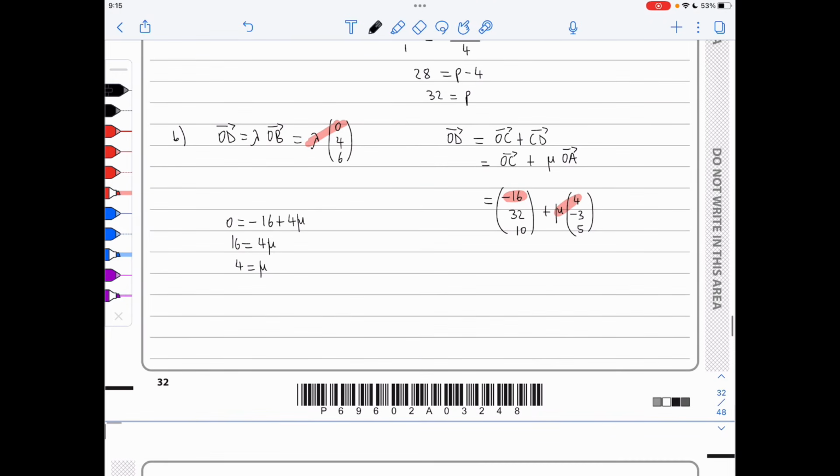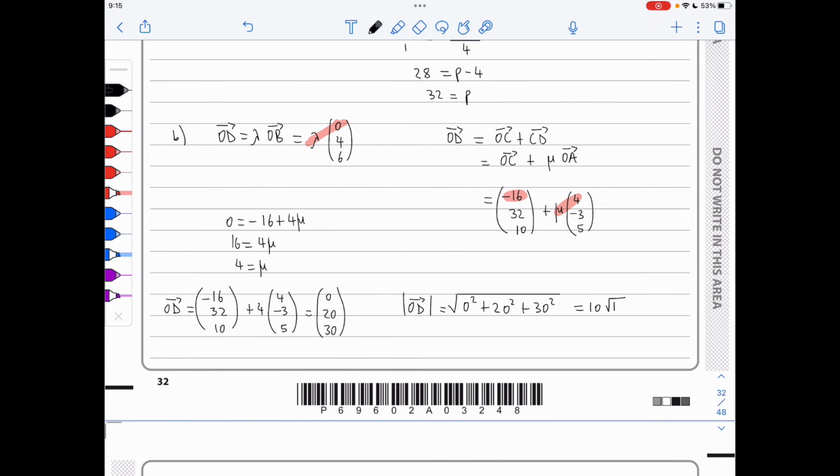This means that the vector OD will be (-16, 32, 10) plus 4 times (4, -3, 5), which gives an answer of (0, 20, 30). I still need to find the magnitude of this, so the magnitude of the vector OD will be the square root of 0 squared plus 20 squared plus 30 squared, and this gives an answer of 10 root 13.